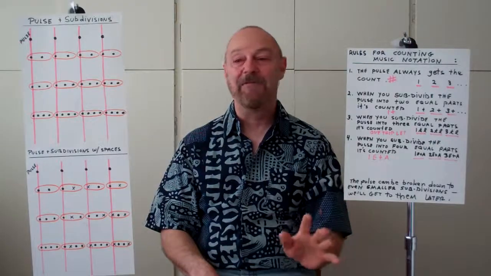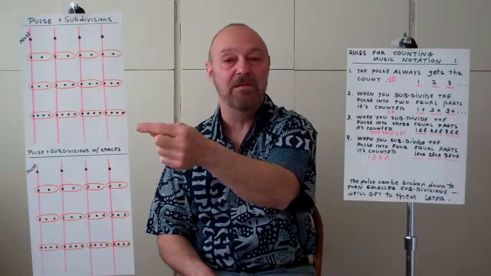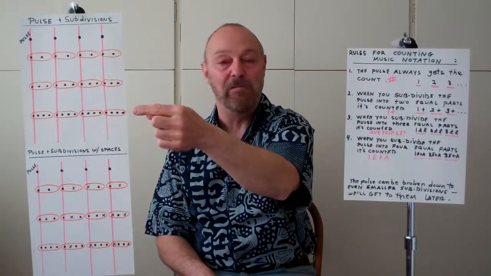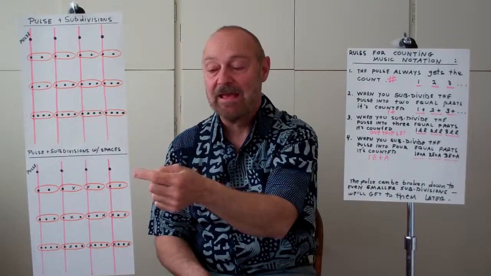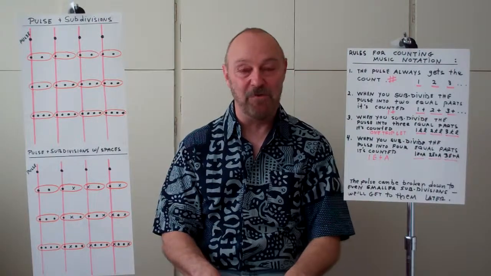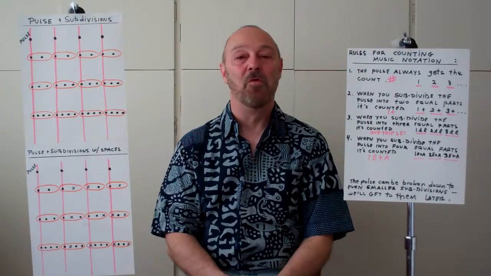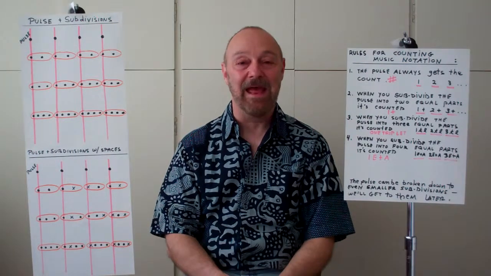For now, have fun with this exercise. Learn first how to subdivide the pulse into 2, 3, or 4 parts with no spaces. Learn what that feels like. And then second, leave spaces. Do the ones that I left out, and then make your own up. Have fun with it, and before long, we'll be able to apply all of these rules that you're learning to reading actual music.